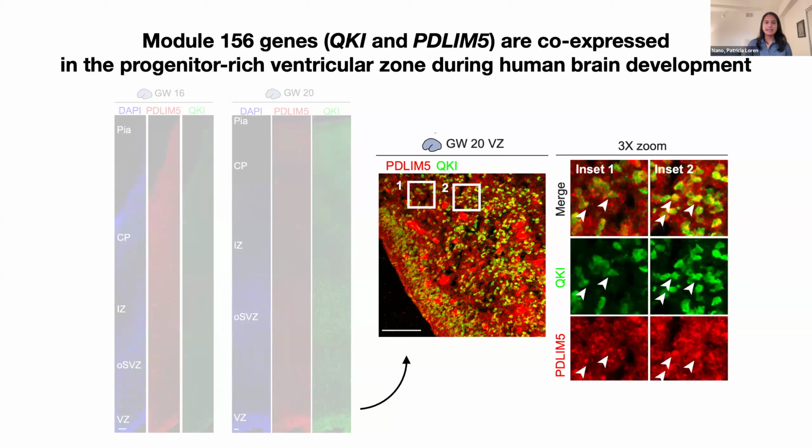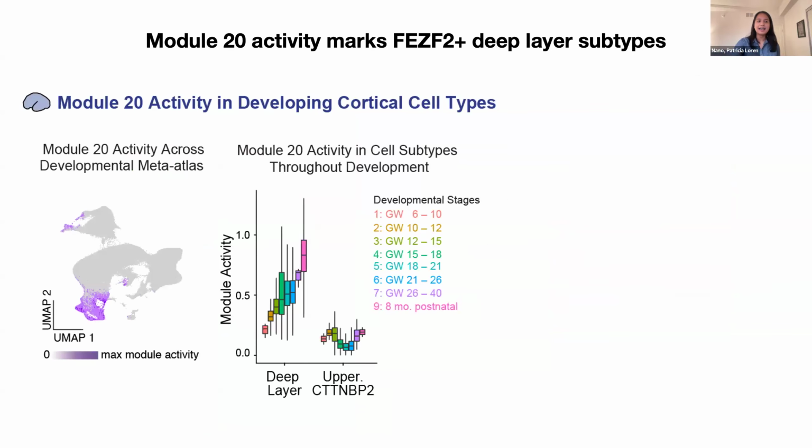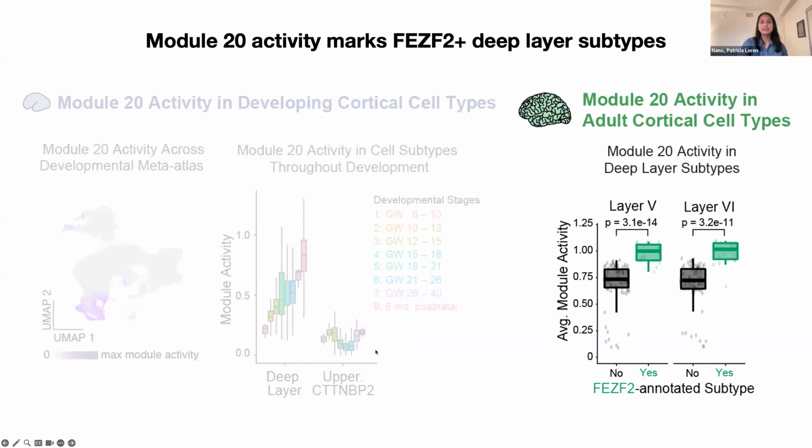Now, while we weren't able to test the mechanisms of that specific function here, we did conduct such a targeted mechanistic analysis for a different module, now looking at how deep layer neuronal functions might be specified. This module is now called Module 20. In our meta-atlas, Module 20 is most active in excitatory neurons and particularly deep layer excitatory neurons, where it has this early and sustained activity, or increase in activity, I should say, throughout development, and you're not seeing that in upper layer neurons. Module 20 is still active in the adult. It's still active in deep layer, that is layer 5, layer 6 cells.